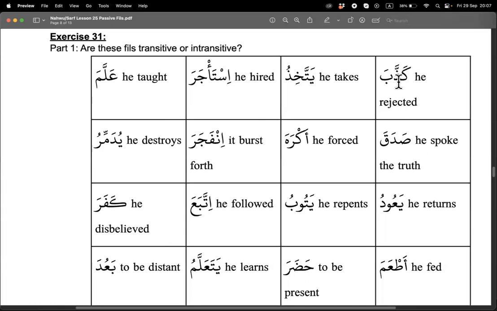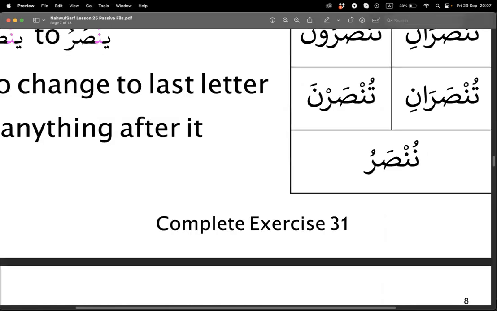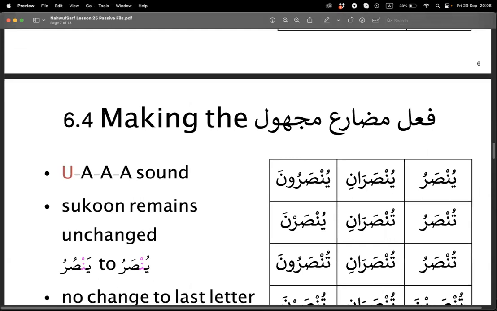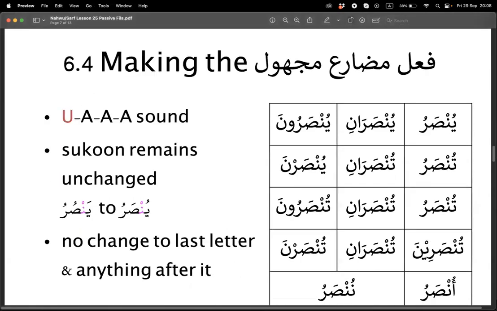So if you have two harakat to change, then ui. If you have more, then it's ui: many u, last one e. That is our madi. So for fi'il mudari, it is one u and many a.